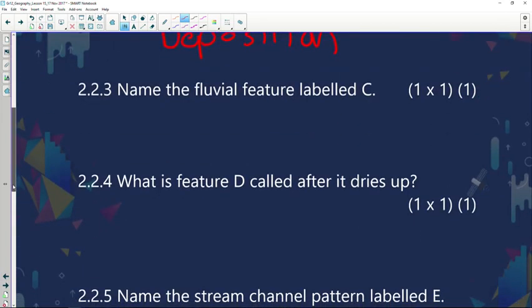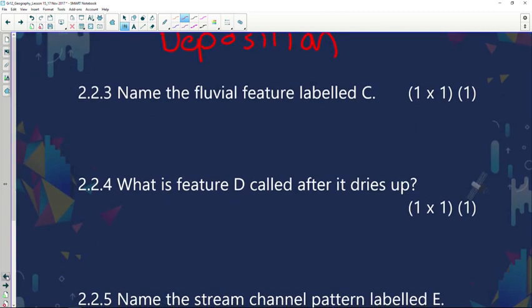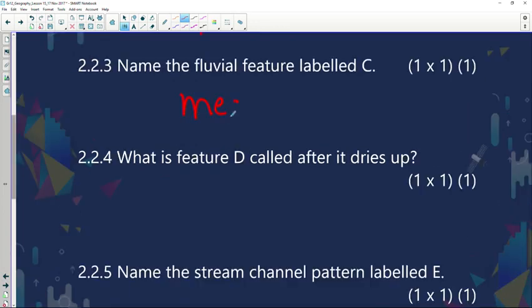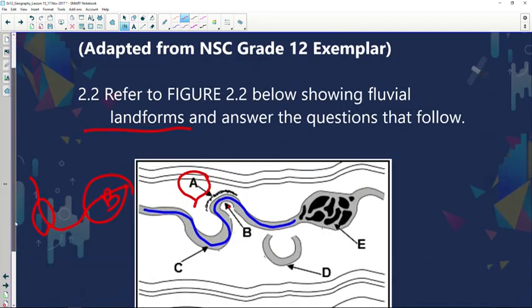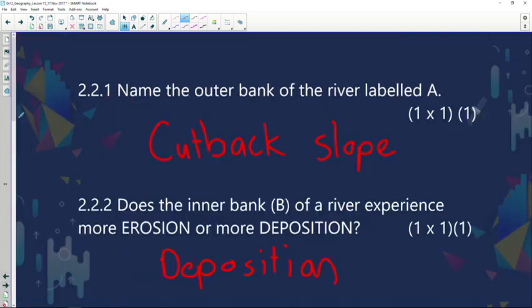If we continue with our questions, name the fluvial feature labeled C. Let's quickly go back to our diagram. C over there is a meander. What is the feature D called after it dries up? It usually dries up during the dry season. If we quickly look at D, when it dries up, when there's no water in it, it's known as a meander scar.